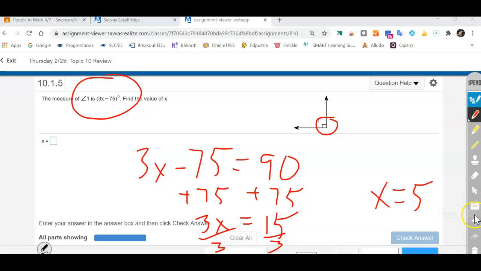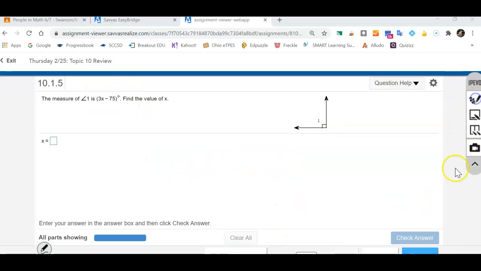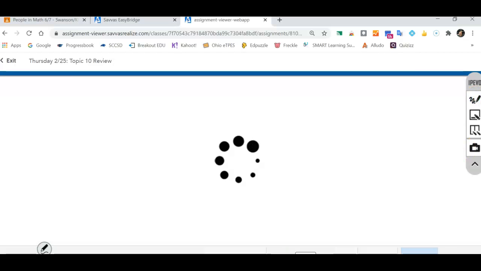Right? Now, x is not 5 degrees, right? Because the angle measure is 90 degrees. X is 5. Keep that separate. X is not always your angle measure. It can be your angle measure, but it's not always. In this case, it most definitely is not.